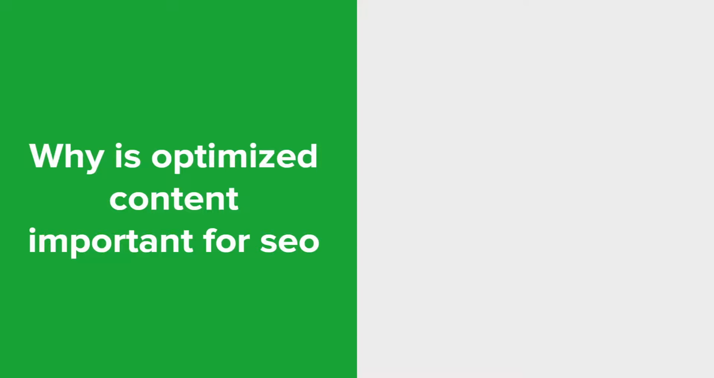So, why is optimized content important for SEO? There are several reasons. One of the big reasons is that it improves search engine visibility. Optimized content is more likely to appear in the top search engine results pages, otherwise known as SERPs, for relevant queries, and this can increase the visibility of your website to potential customers and improve your organic traffic. It also leads to a better user experience, as optimized content answers the user's query and provides them with valuable information. This can increase the user's engagement with your website and improve their perception of your brand.